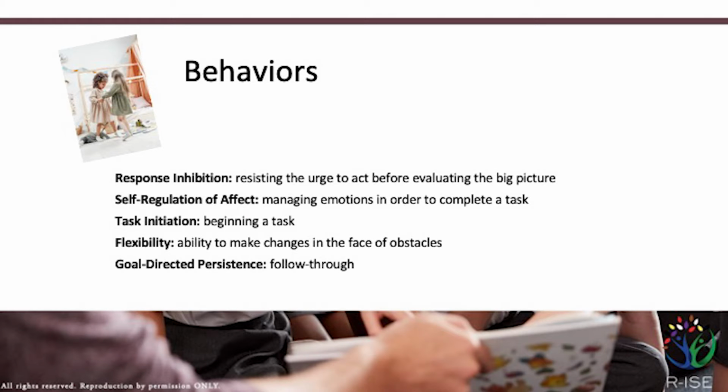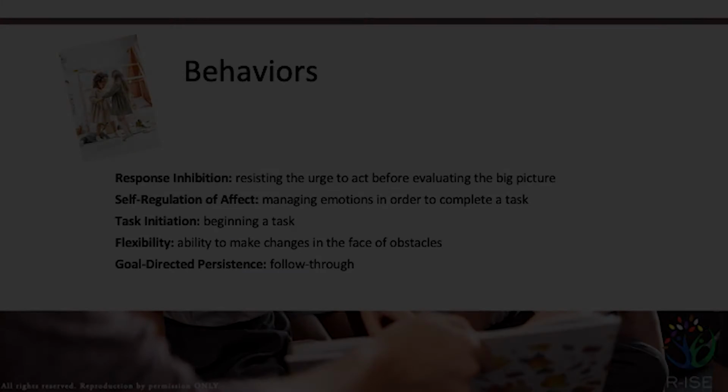The prefrontal cortex also manages our behaviors, our response inhibition, resisting the urge to act before evaluating the big picture. Self-regulation or affect, managing emotions in order to complete a task. Task initiation, simply getting started on our homework. Flexibility, the ability to make changes in the face of obstacles. And goal-directed persistence, the follow-through to finish a task.